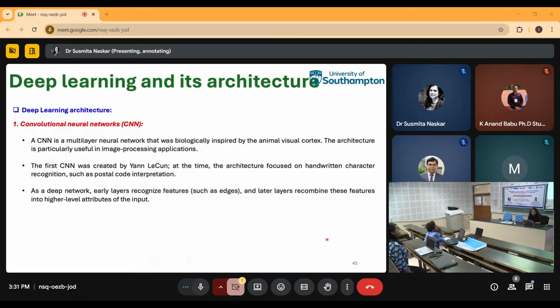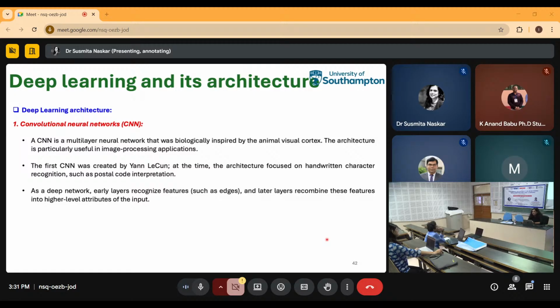And when we talk about deep learning architectures, we cannot simply ignore CNN, right? CNN is definitely a very useful method, and it is called a convolutional neural network. CNN, as we know, is a type of multi-layer neural network that is inspired by the animal visual cortex, which is essential to how our brains process visual information. This biological inspiration makes CNN particularly effective for image processing. They are very good at image processing applications. We use this quite a lot.